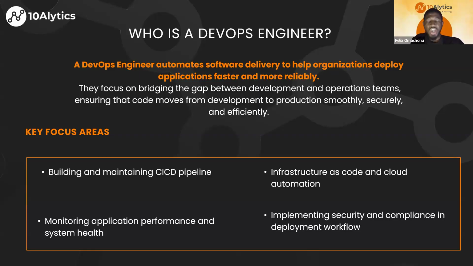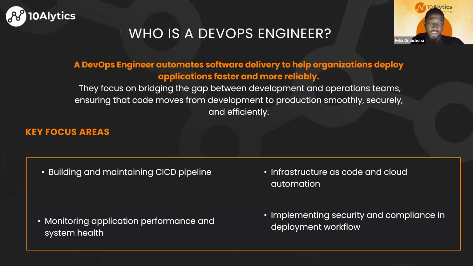They focus on bridging the gap between development and operations teams, ensuring that code moves from development to production smoothly, securely, and efficiently. So in the past, we had developers and we had operations teams working separately. They were both working in silos, right? So there was no bridge between them. From development to deployment, it took months, weeks, sometimes even years to get major features across to the consumers. But DevOps came and made all of this much easier.